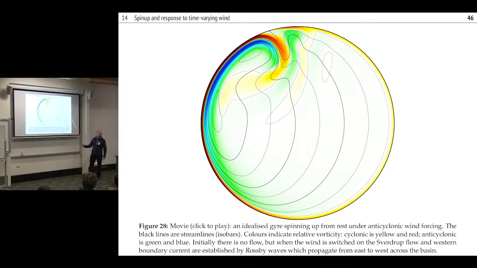There are also baroclinic Rossby waves, which can take several years, depending on the latitude, to cross the basin. So the baroclinic structure adjusts much more slowly, and that tracks only interdecadal timescales in the wind stress forcing. Anyway, I'm pretty much out of time, so I'll leave it there.